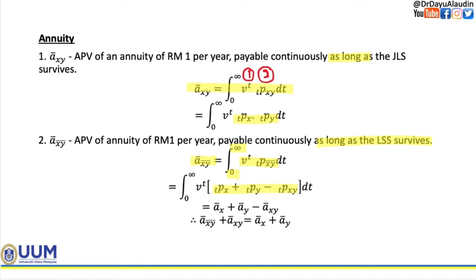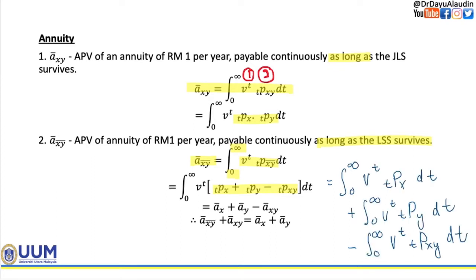From here, when we take out one by one, we get, this is annuity for X, this is annuity for Y, and this is annuity for XY. Alternatively, we also can rearrange the equation like this.